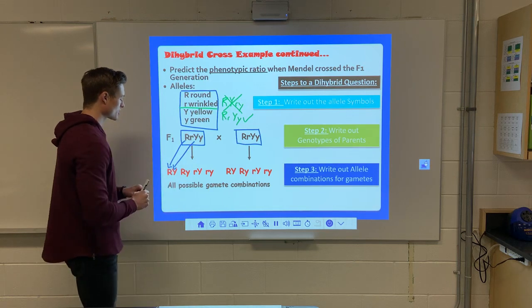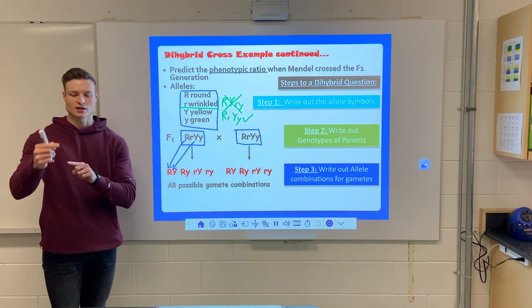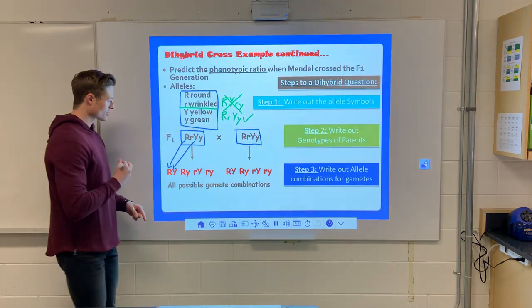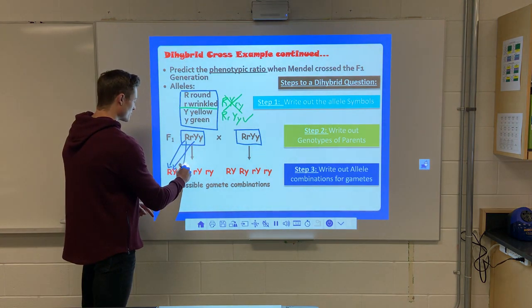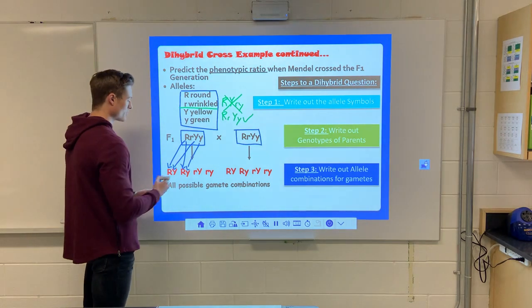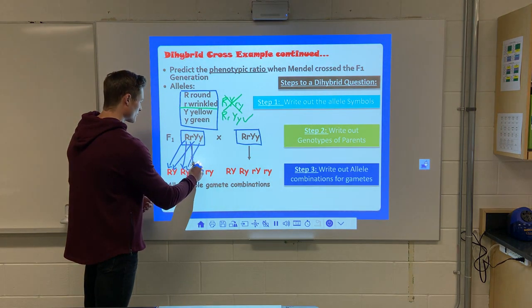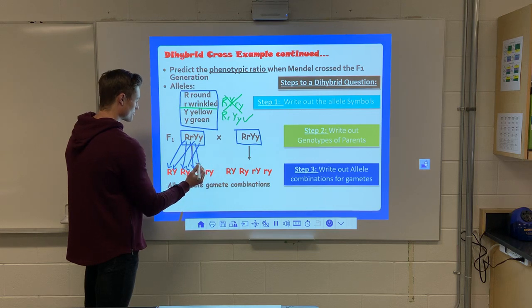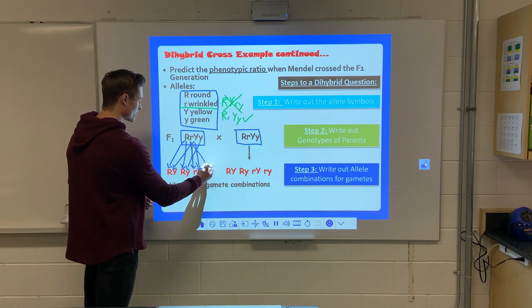So that's one possible combination that they could have. They could donate a big R and a big Y. They could also donate a big R and a little y. So that's a second possible combination we could have. They could donate a little r and a big Y. That's a third possible combination. And they could also donate a little r and a little y.